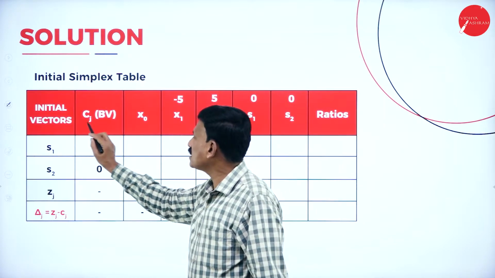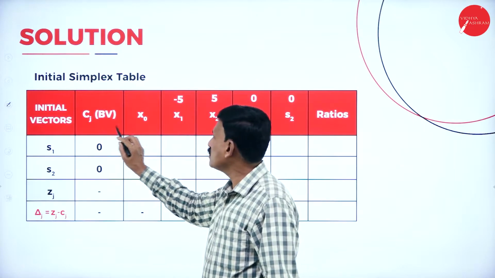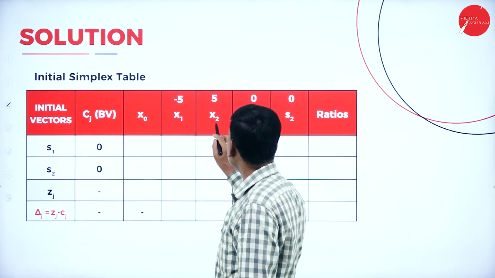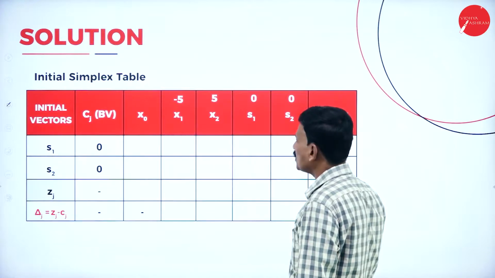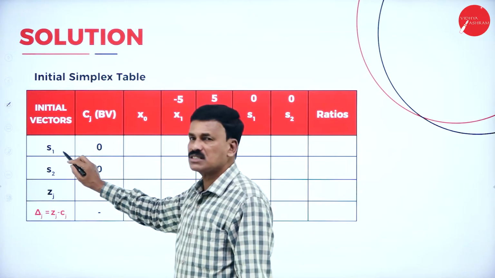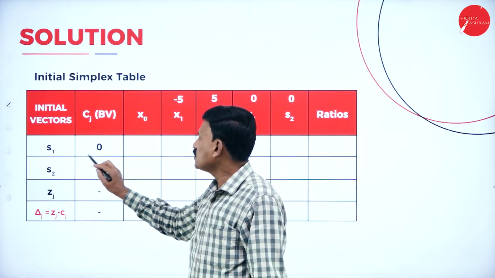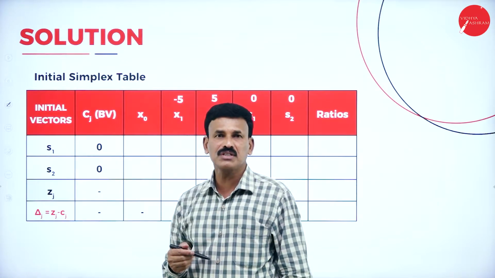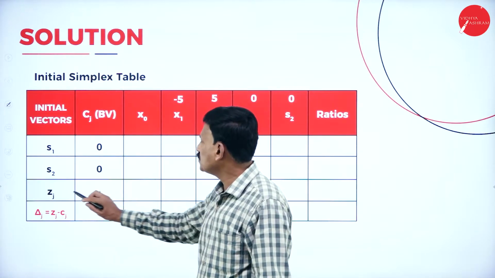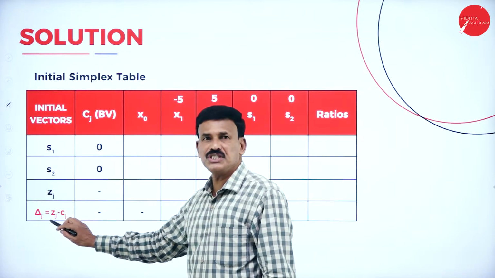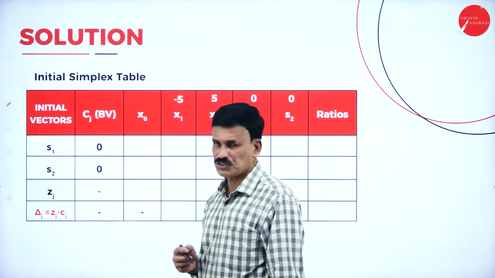This is the initial table: vector, coefficient of basic variables Cj, x0, x1, x2, s1, s2 and the ratios. Here the initial vectors are s1 and s2. Initially the costs of s1 and s2 are 0 and 0. This is zj, and delta j is nothing but zj minus cj.